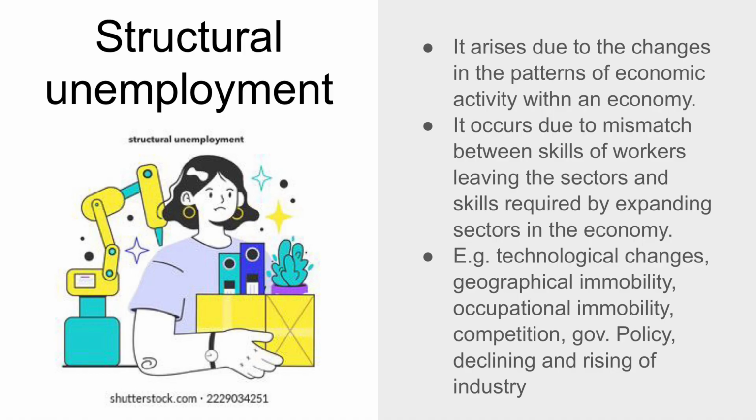Secondly, structural unemployment occurs when long-term changes in economic and market conditions create a mismatch between the skills needed by employers and the skills that employees possess, which is also called the skills gap. It is a permanent fall in demand for a particular job. Here are primary causes of structural unemployment, including technological changes, geographical immobility, occupational immobility, competition, government policy, and declining and rising of industry.